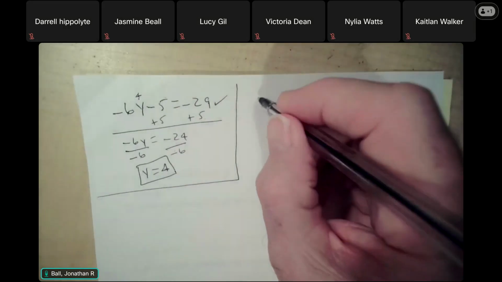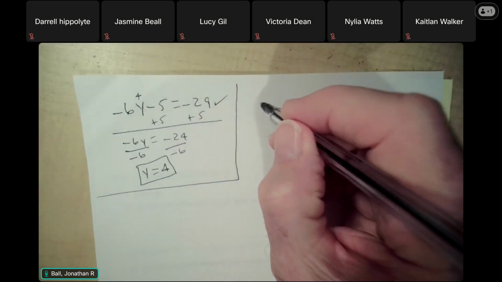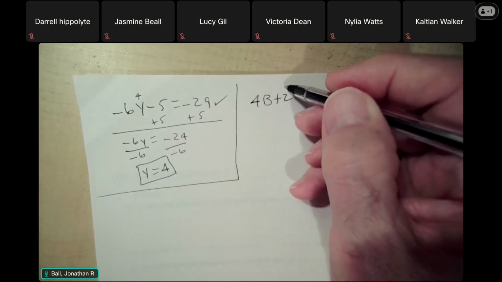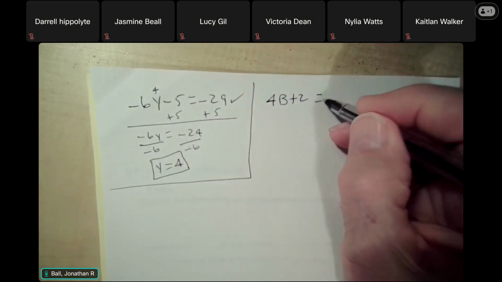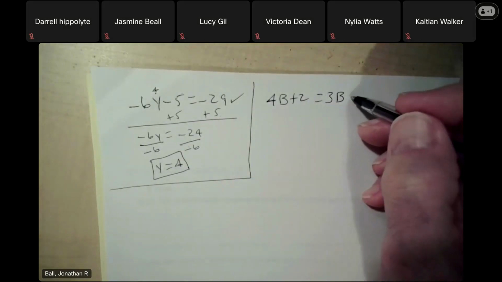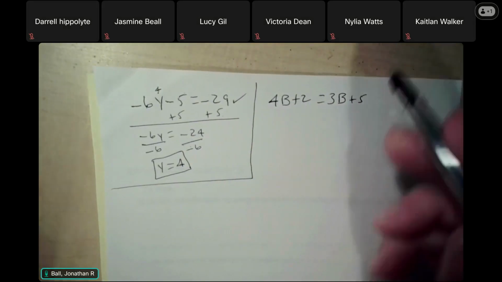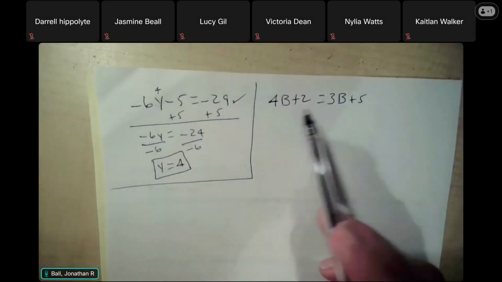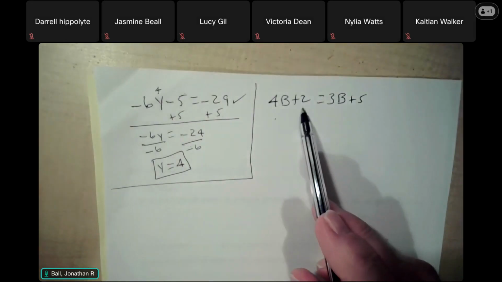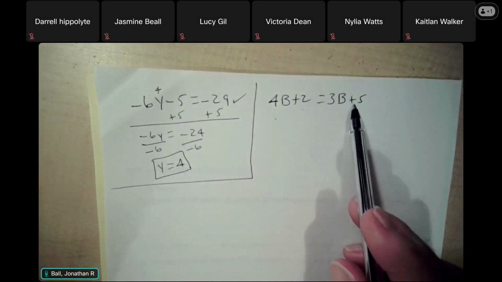Now, what if we have this? Get this if you're so smart. 4b plus 2 equals 3b plus 5. Now, what we want to do is get the variables on one side and the constants, or the numbers, on the other side.